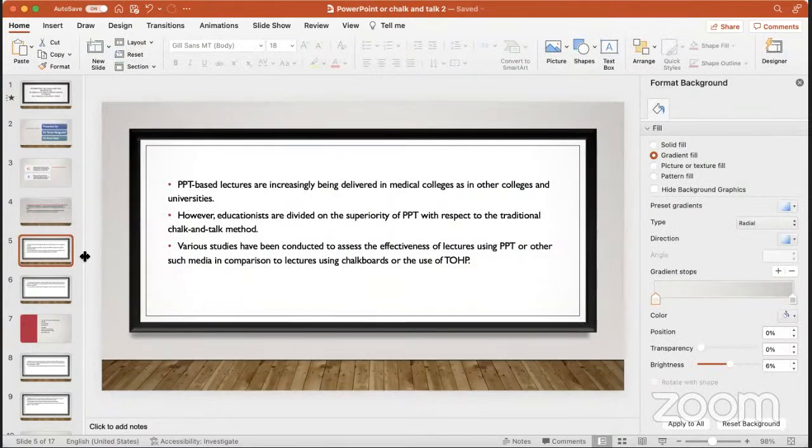PowerPoint-based lectures are increasingly being delivered in medical colleges, as in other colleges and universities. However, educationalists are divided on the superiority of PowerPoint presentation with respect to the traditional chalk and talk method. Various studies have been conducted to assess the effectiveness of lectures using PowerPoint or other such media in comparison to lectures using chalkboards or the projector.